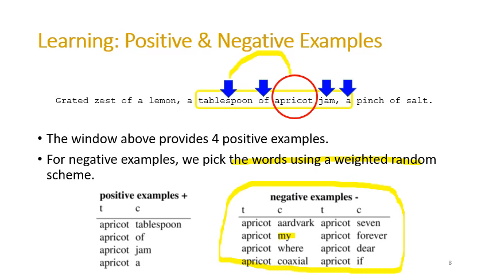It means that these words are not the context words of apricot. So now you have positive examples from the windows above, and then you have negative examples. Now you may do the learning of the vectors such that, like the skip-gram intuition says, the words that appear often in the same context will have similar embeddings.